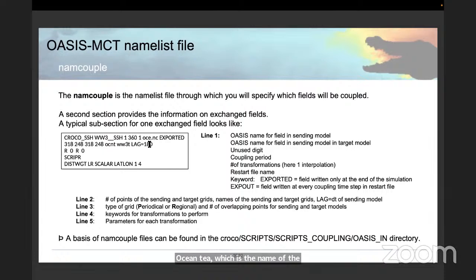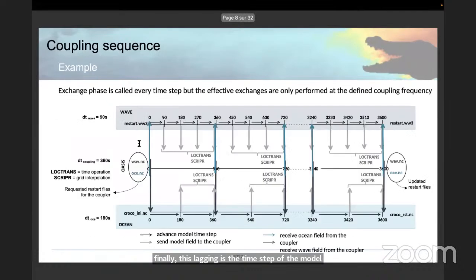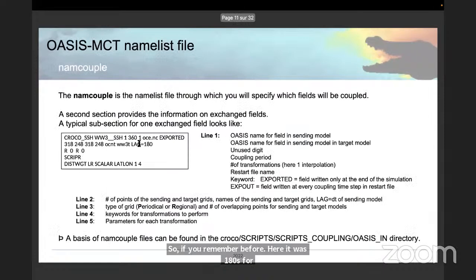And finally, this lag is the time step of the model that is sending the variable. So if you remember before, here it was 180 seconds for CROCO, so we put here 180 seconds, which is the CROCO time step. Here you can prescribe on the third line the type of grid that you are using.